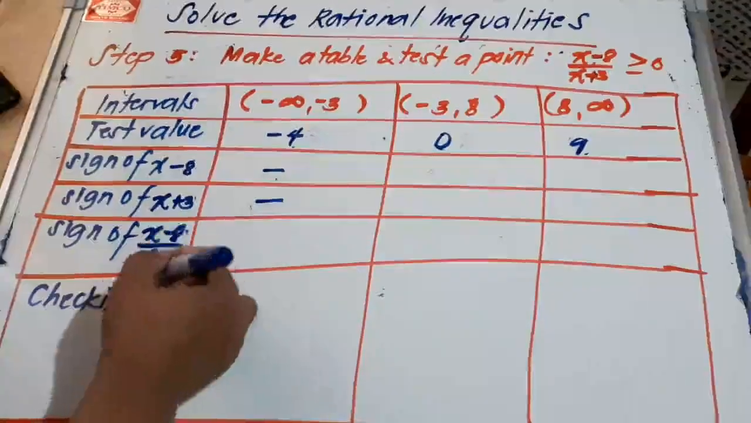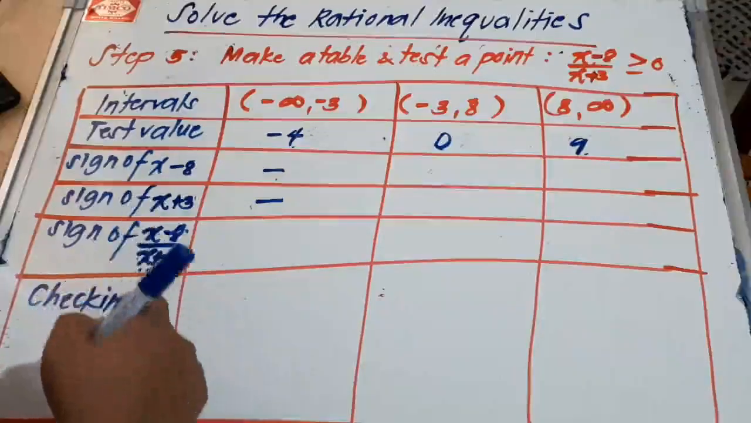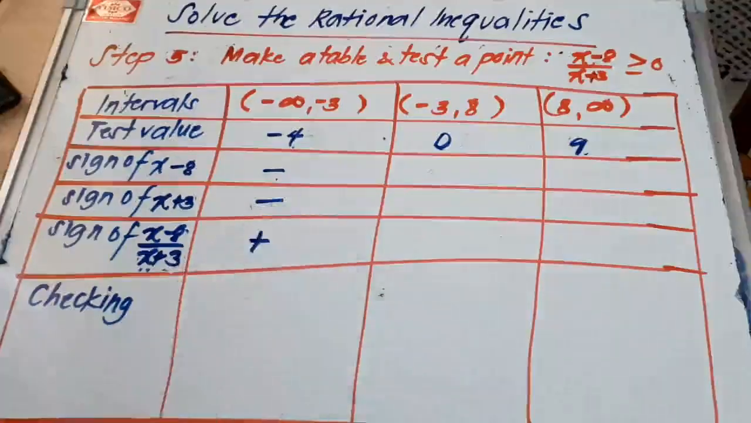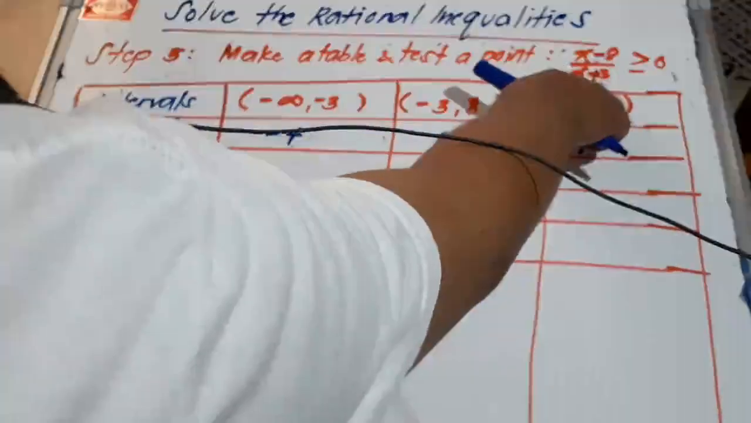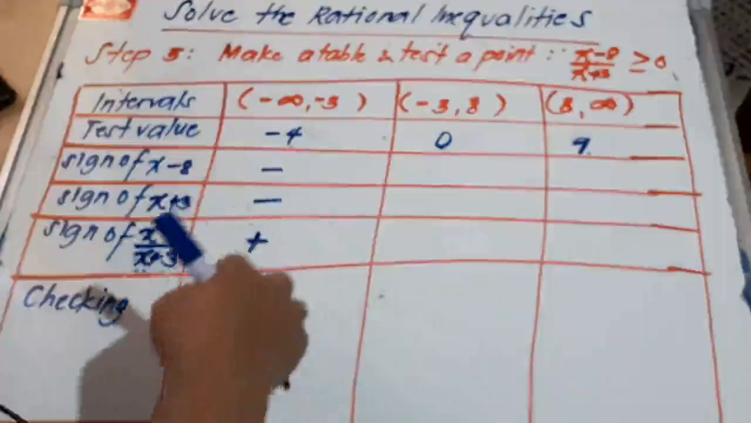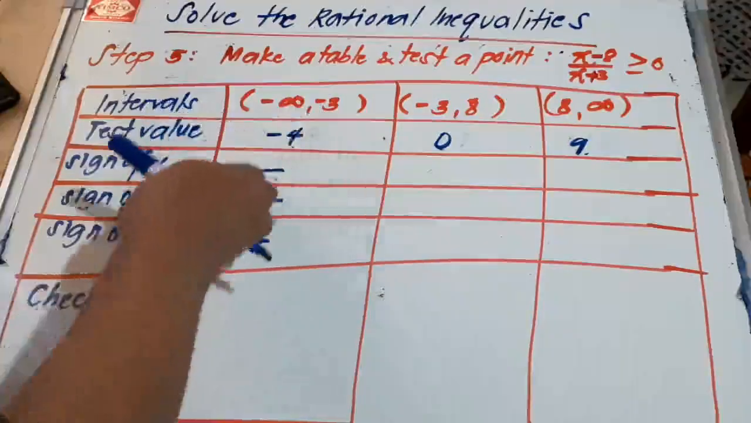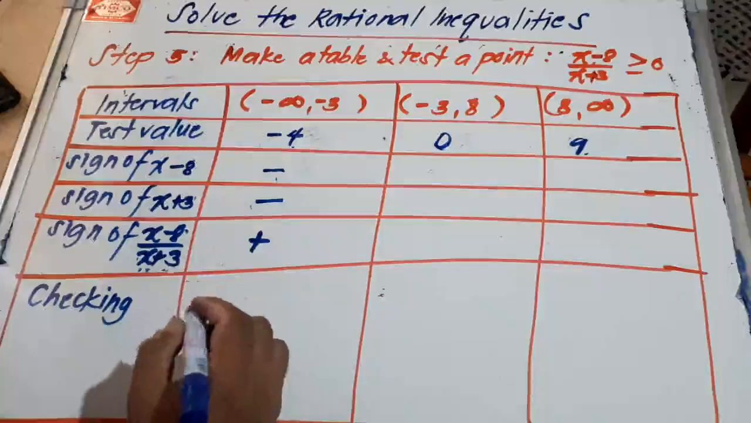How about the sign of the quotient? X minus 8 divided by x plus 3 is negative divided by negative, positive. Ano ibig sabihin ng positive? Ibig sabihin, this quotient is greater than 0. Okay? Kapag nag-assign tayo dun sa interval na to ng negative 4, check natin kung tama.